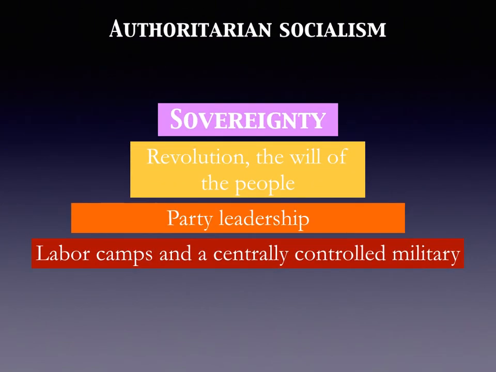Another one that certainly isn't for me, authoritarian socialism, communism. The root of power in a Soviet Union-style government or a Mao Zedong-style government, labor camps and a centrally controlled military. That's what gets people to follow the rules. What is the authority figure? Well, it is party leadership. Why is that authority a legitimate authority? Because it is the will of the people and the continuing revolution. And atop it all, the question of sovereignty.